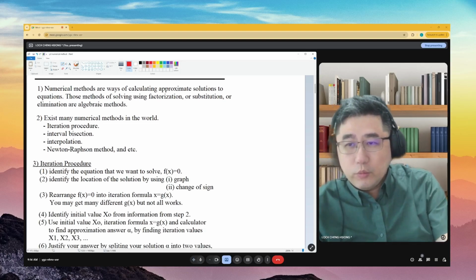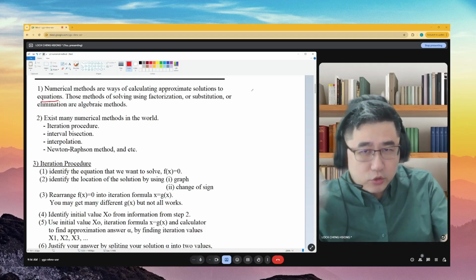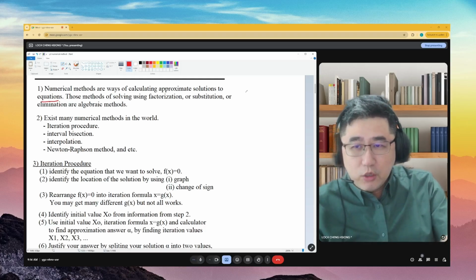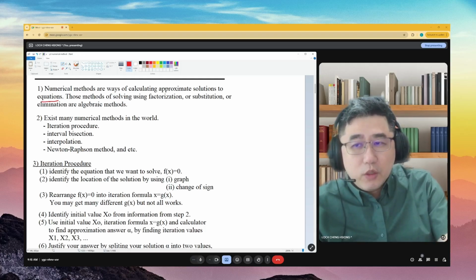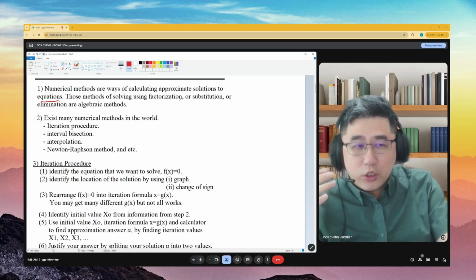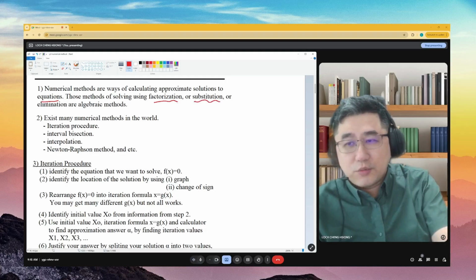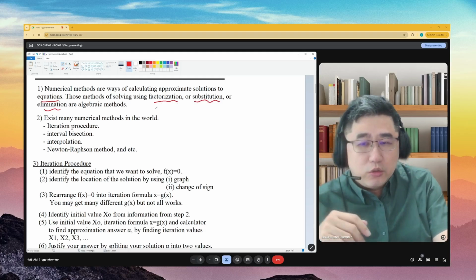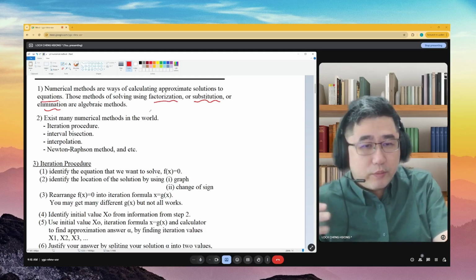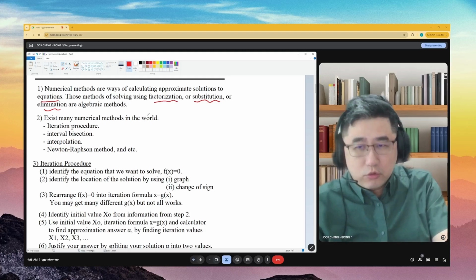Numerical methods are methods for calculating approximate solutions for equations. So it's a method to solve equations. Numerical methods help us to solve an equation without using algebra methods such as factorization, substitution, elimination. We can use numerical methods like an algorithm way to solve the equation.